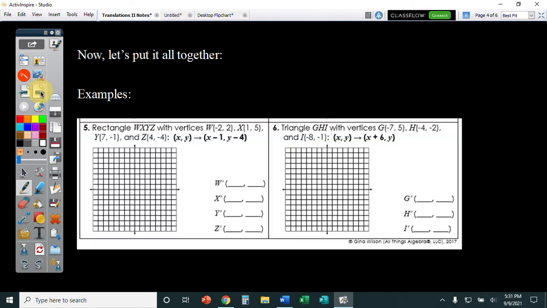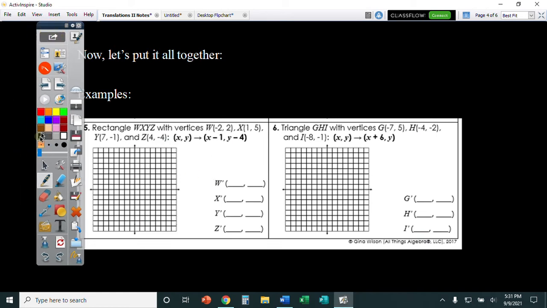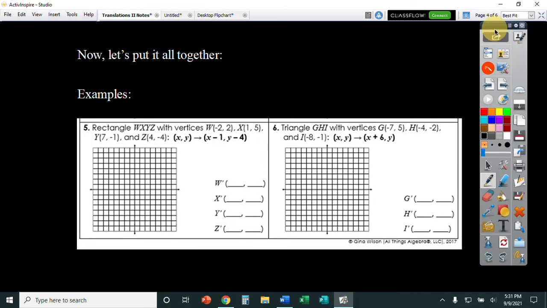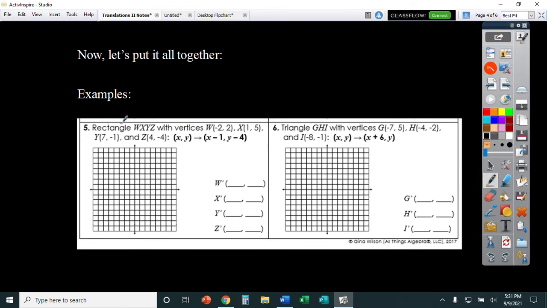So if I go to this example, we're going to put it all together, okay? So I'm going to change to black on the ink here. I think I'm going to move this over here for right now because I'm going to use several different colors. Now it says rectangle WXYZ with vertices, blah, blah, blah. So I'm going to graph this. It says W is at negative 2, 2. And this is a little hard to see, I admit, but there's the origin, okay? Negative 2, 2. So negative 2, 2: left 2 and up 2. And that's W. X is at 1, 5: 1 right and 5 up.